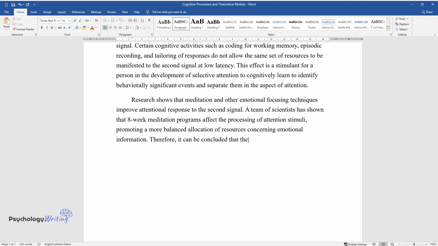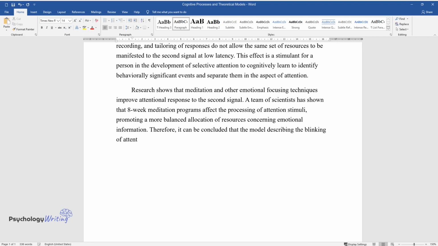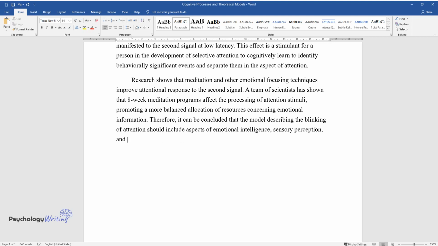Therefore, it can be concluded that the model describing the blinking of attention should include aspects of emotional intelligence, sensory perception, and selective attention.